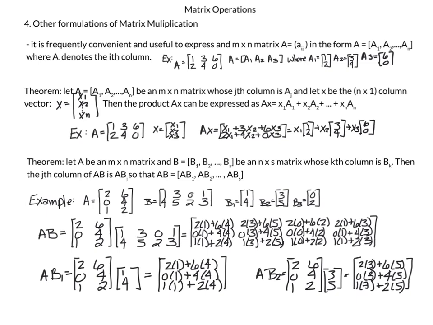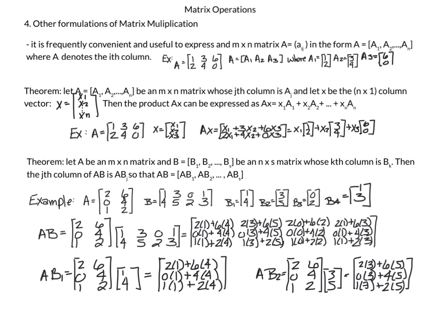And here's an example. So if A is equal to the matrix 2, 6, 0, 4, 1, 2, and B is the matrix 1, 4, 3, 5, 0, 2, 1, 3, then B1 is equal to the first column vector, which is 1, 4, B2 is equal to 3, 5, B3 is equal to 0, 2, and B4 is equal to 1, 3, which I guess I should write down. So then I can multiply A times B out, and I will get this matrix here. I didn't actually do all the addition yet.